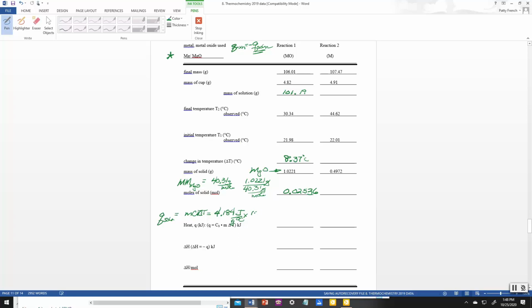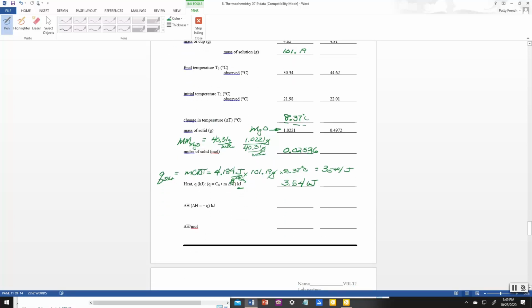The mass was 101. Remember, this is of the solution. And the temperature change was 8.37 degrees C. So this number was 3 in kilojoules. I should write it out in joules here: 3544 joules. Here we had to convert it to kilojoules, so 3.54 kilojoules because we only had 3 sig figs in our temperature change.